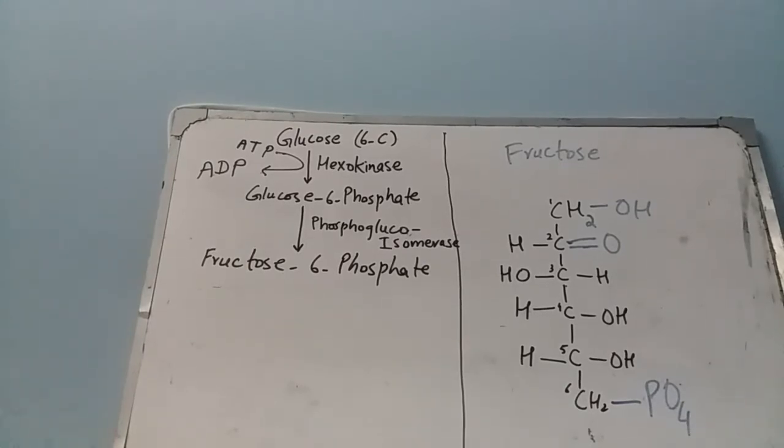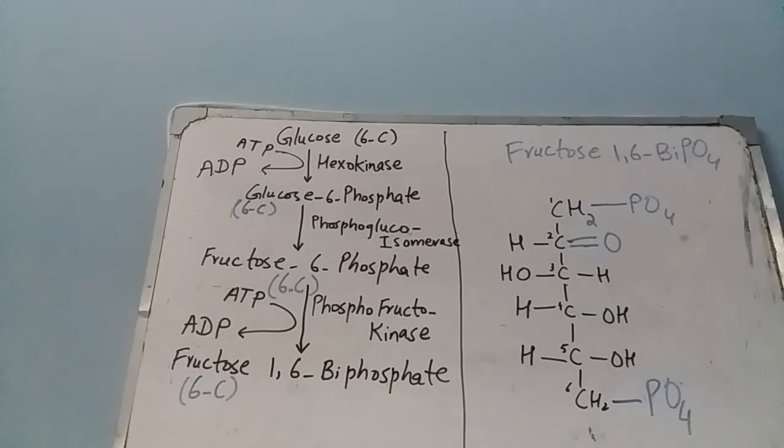In the next step, fructose 6 phosphate is again utilizing an ATP from the cytoplasm, and ATP is converting into ADP and inorganic phosphate. The phosphate attaches to carbon number 1 of fructose. So as a result, fructose 1,6 biphosphate is formed, or you can say fructose 1,6 diphosphate. And the structure of fructose 1,6 biphosphate is shown on the right side of the board.